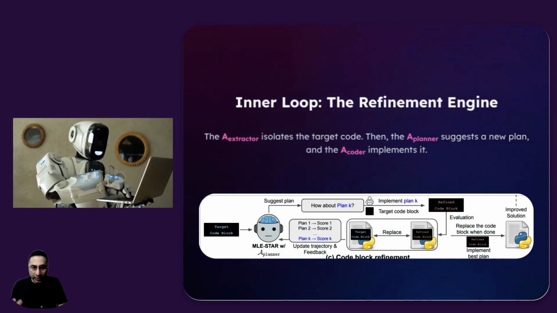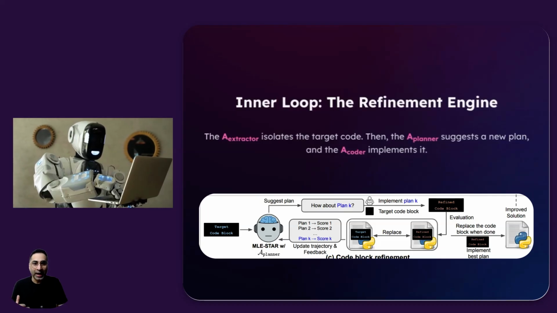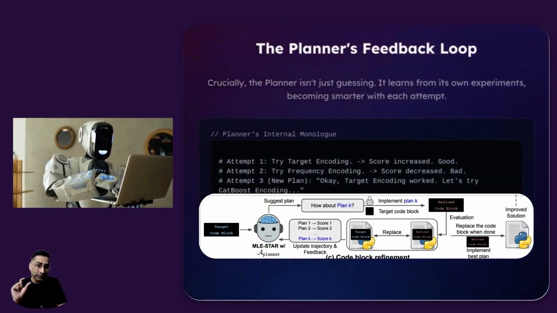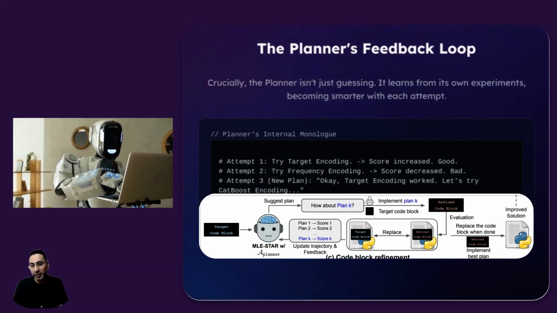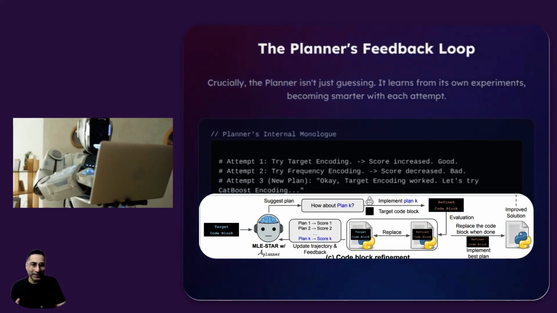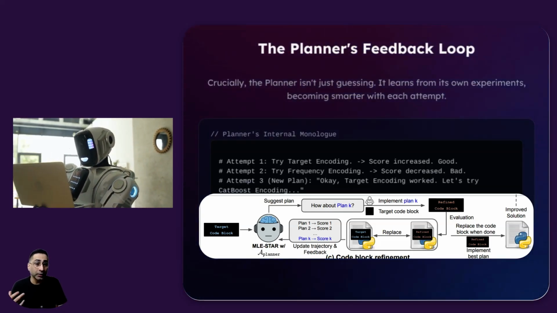Here, the planner agent suggests a new creative way to improve the specific block, and the coder agent implements that plan. Crucially, the planner isn't just guessing. It actually is learning from its own experiments. It sees that its first attempt worked well, while its second attempt failed. Based on this feedback, it forms a smarter third plan.